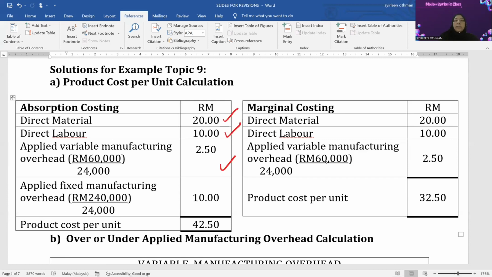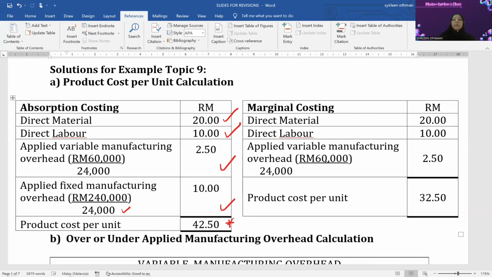Okay, for the applied fixed manufacturing overhead, we are also going to use the same production unit given, which is 24,000. We divide 240,000, which is the estimated fixed manufacturing overhead given in the question prior. So we got the applied fixed manufacturing overhead of 10 ringgit. So this gives you the cost per unit for absorption, a total of 42 ringgit and 50 cents.